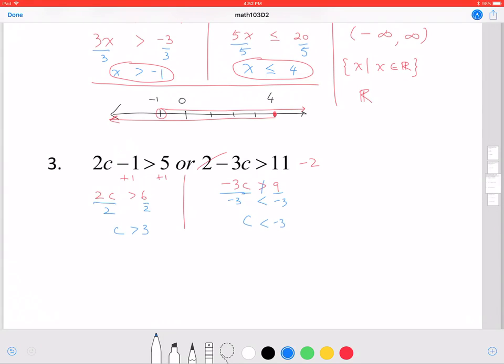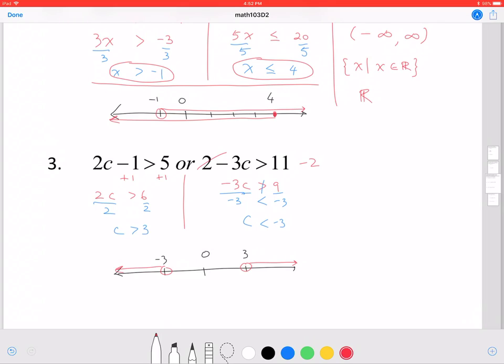Okay, we got these two endpoints. So c is greater than 3, c is less than negative 3. If you draw a number line on this, here's 0, here's negative 3, here's 3. First one, everything greater than 3, and everything less than negative 3. There is no overlapping region like we had in the previous two problems. Doesn't matter. I'm asking which part satisfies either of the two.